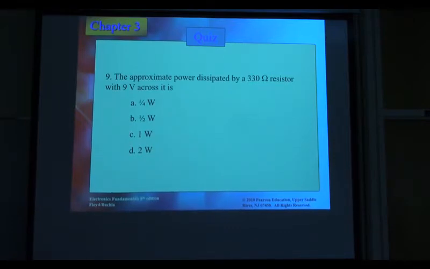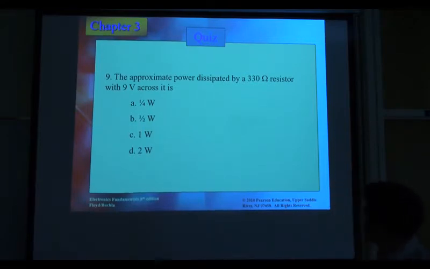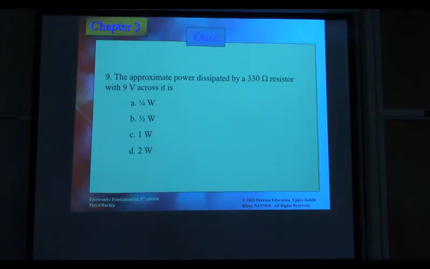I will ask you, don't sit. Each one write it also on a piece of paper. I want to make sure everybody gets this. The approximate power dissipated by a 330 ohm resistor with 9 volts across it. Approximate again.